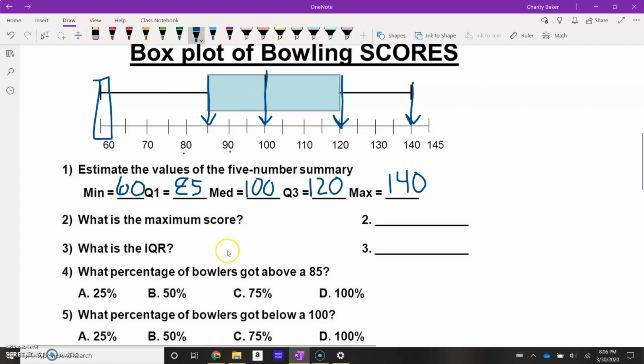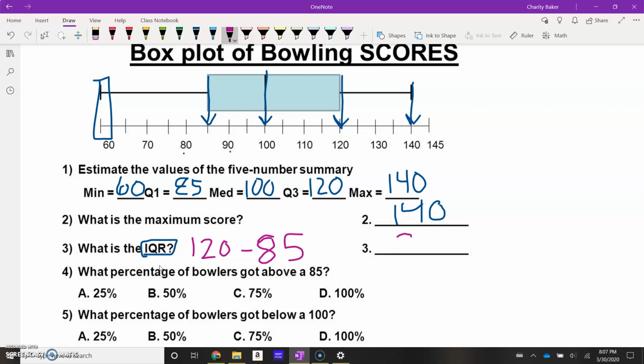No big deal. What is the maximum score? We already answered that. 140. Awesome. Ooh, what's the IQR? Do you remember that from yesterday? IQR is Q3, so that's 120, minus Q1, which is 85. So what's that going to be? 15, 20, 35?